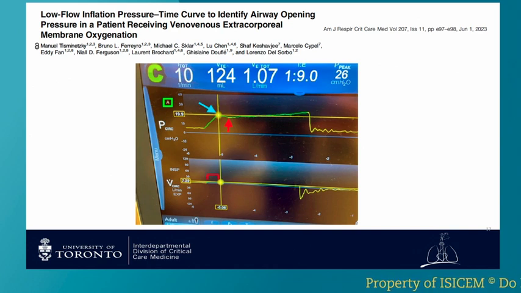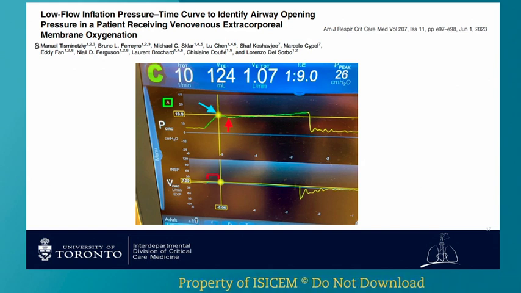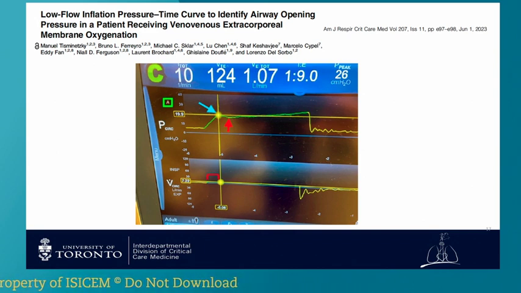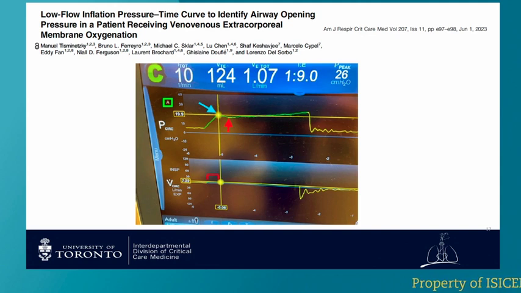So look at the volume down here. The flow is going in at 5 liters per minute. And here's an example where you see a rapid increase in airway pressure, despite very little volume having gone into the patient. And then, boom, airways open, a major deflection in the slope of the pressure time curve. And here we have an example of an airway opening pressure of 19. So any PEEP that you have set below 19 centimeters of water in this patient, for example, would be doing nothing.